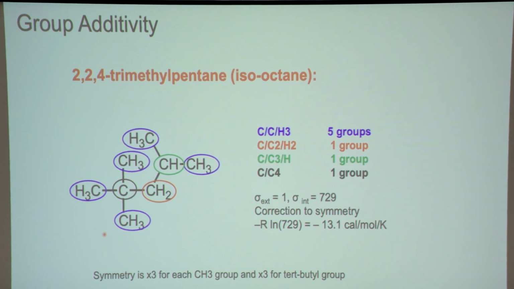So it's a pretty complicated molecule. It's C8H18 and has many different types of groups. So first, what you do, you go to the molecule and you look: what are all the different groups that are there?